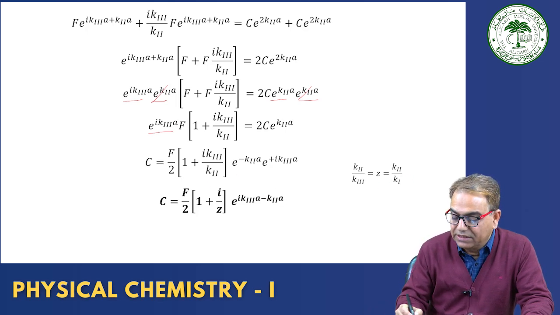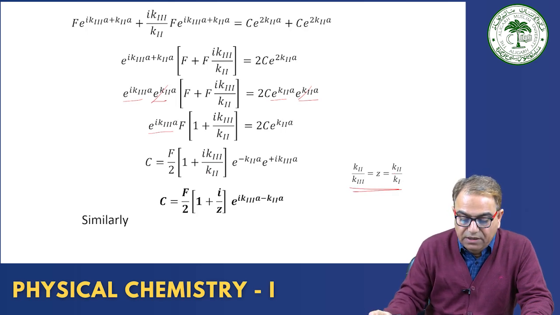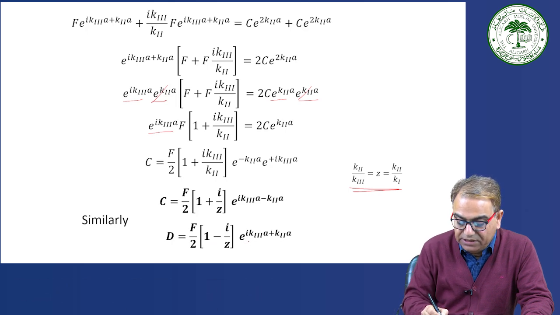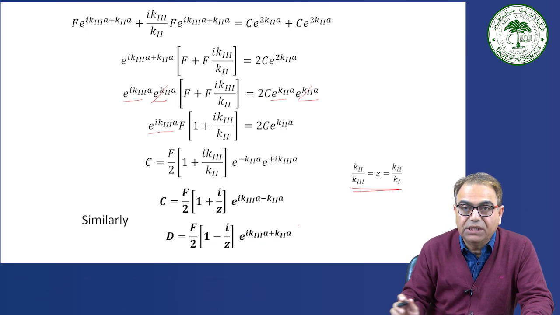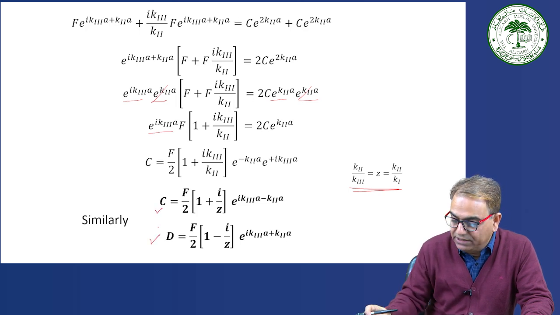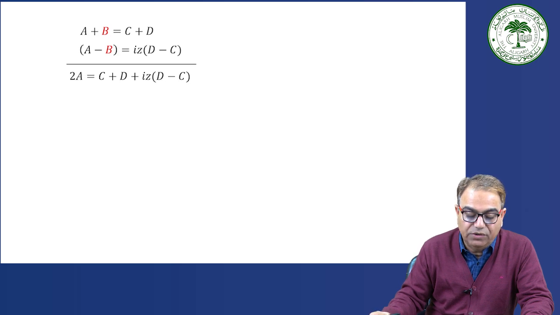So that is already there in the previous slide also. Okay. Now similarly, what you can get is d is equal to f divided by 2 into 1 minus i divided by z, exponential i k3a plus k2a. So c we have determined, and in the similar fashion you can determine d also.